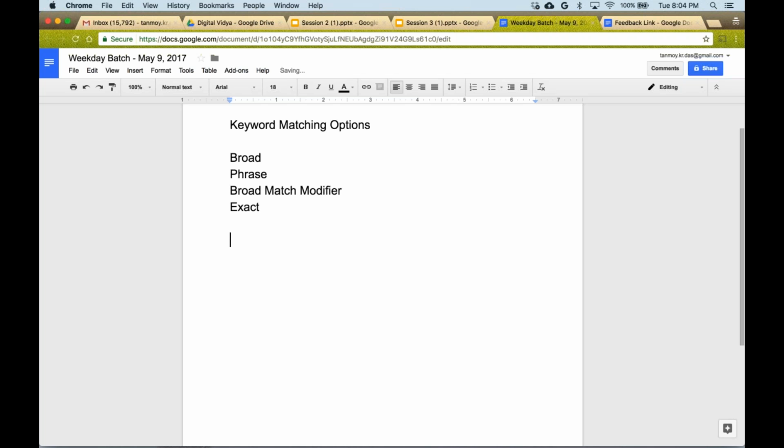And then there is something we call the negative keyword. So these are the four types of matching options: broad match, phrase match, broad match modifier, and exact match.